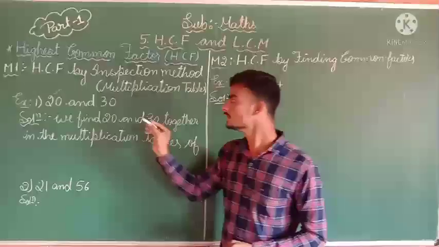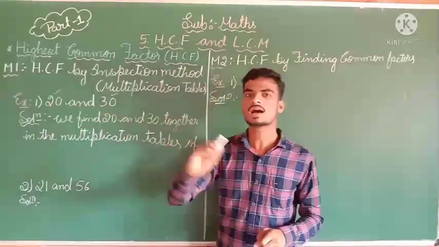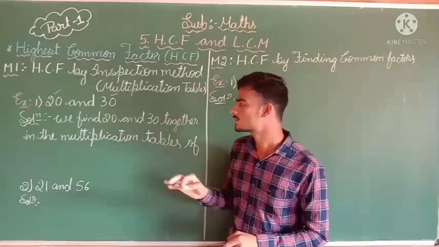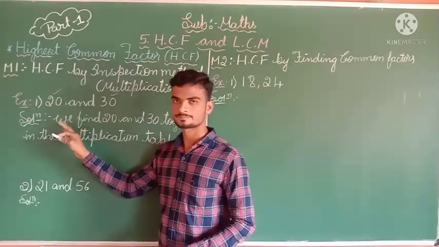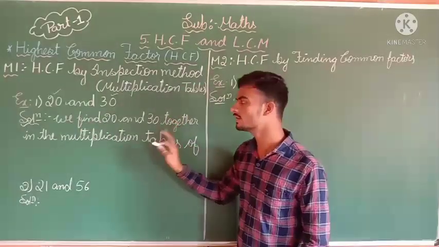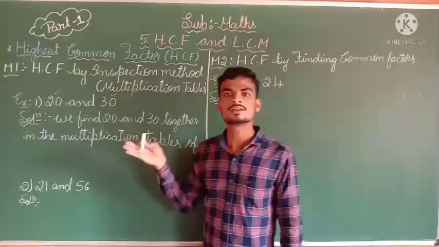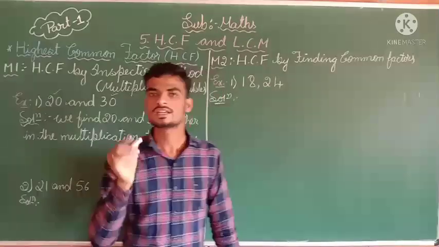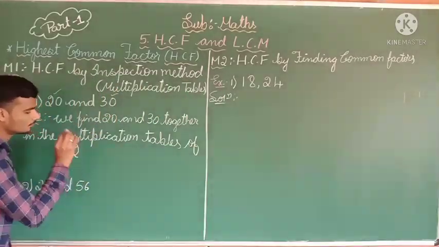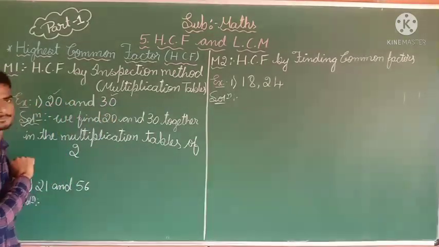2 15s are 30. Now, both the numbers will arise in which table? Two table. Okay, so you want to write that we find 20 and 30 together in the multiplication table of... which table will you find? In two table. Okay, first we will write here 2.